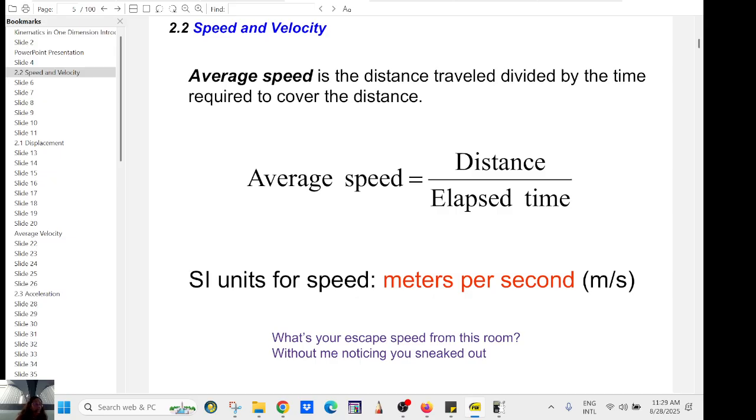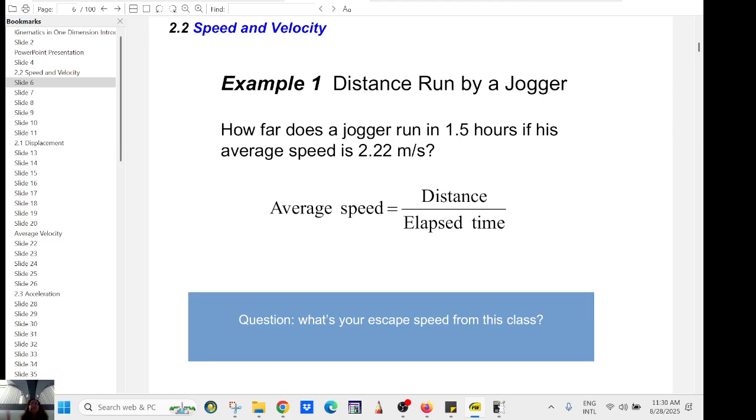Okay, let's do something easy here. The first definition, average speed is just the distance over the time elapsed. Right? That's easy. Okay, the unit is meter per second. So it's not miles per hour, it's meter per second. So 1 meter per second is about 2 miles per hour. So meter per second.